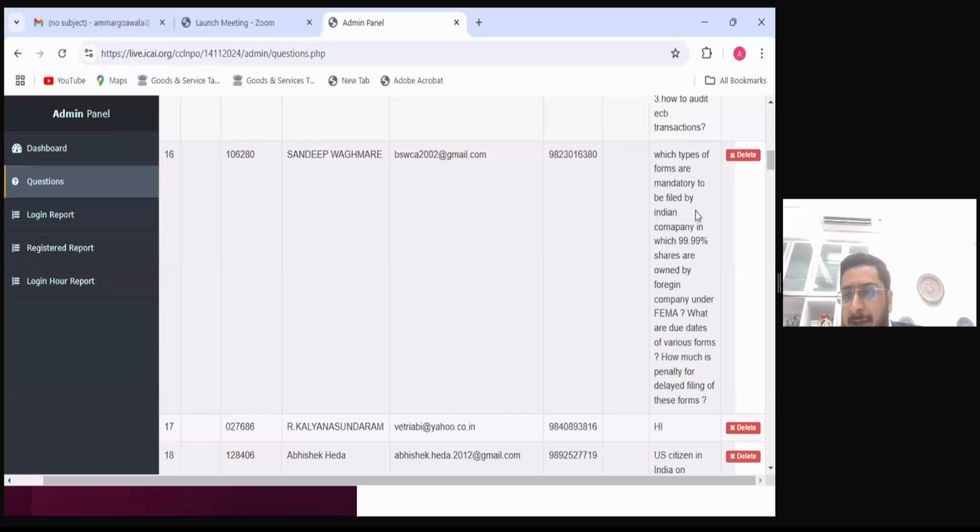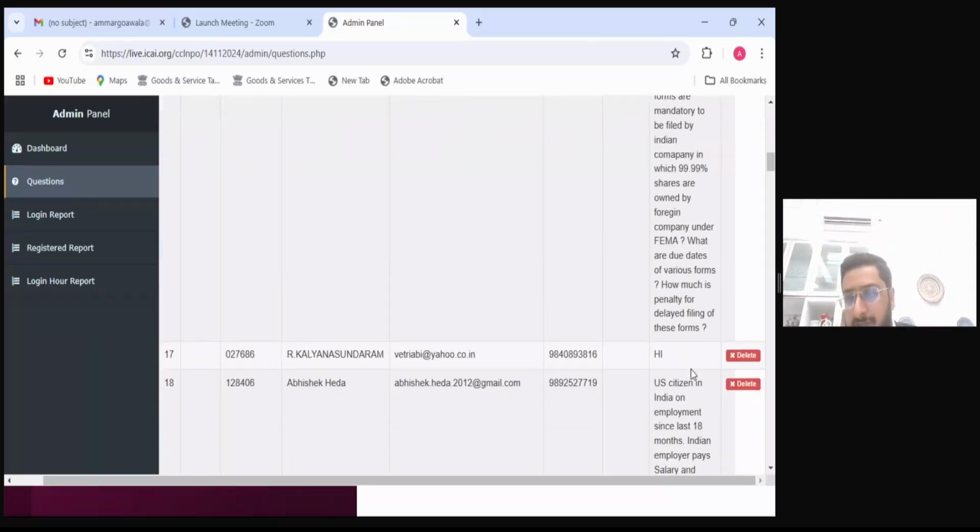Which forms are mandatory to be filed by an Indian company in which 99.99% shares are owned by a foreign company under FEMA? See, that's FDI. When you have received FDI, you have to file every year your form at the FLAIR portal. 15 July each year is the due date. The penalties I've already discussed.